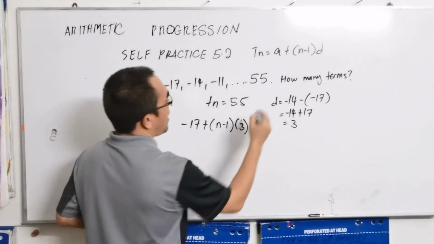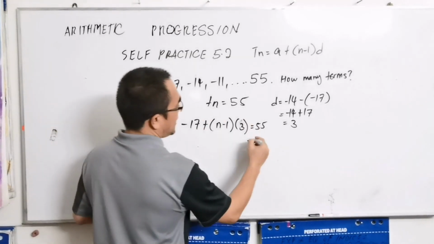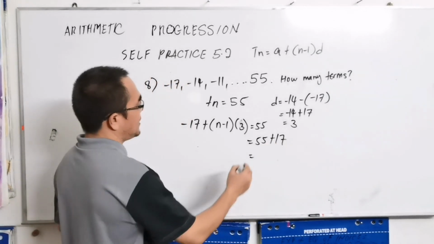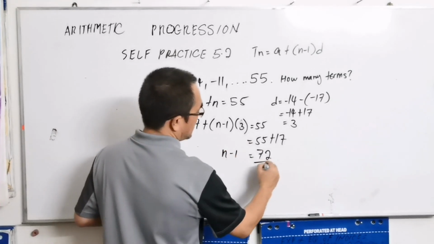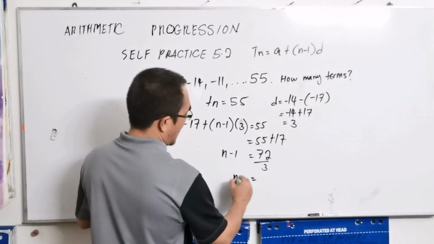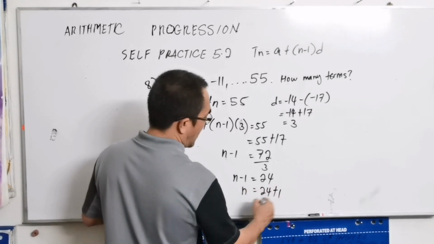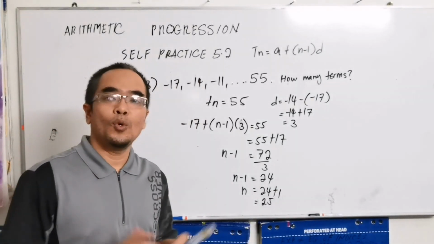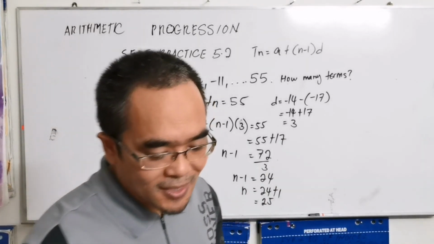So equal times 3 equals 55. So what I'll do, first bring negative 17. So 55 plus 17 will be 72. And then 72 divided by 3. What is 72 divided by 3? It will be 24. And minus 1 equal to 24. So n equal 24 plus 1, which is 25. Okay, so that's the last one. So in order for you to answer this question, you have to arrange according to the start until the finish.